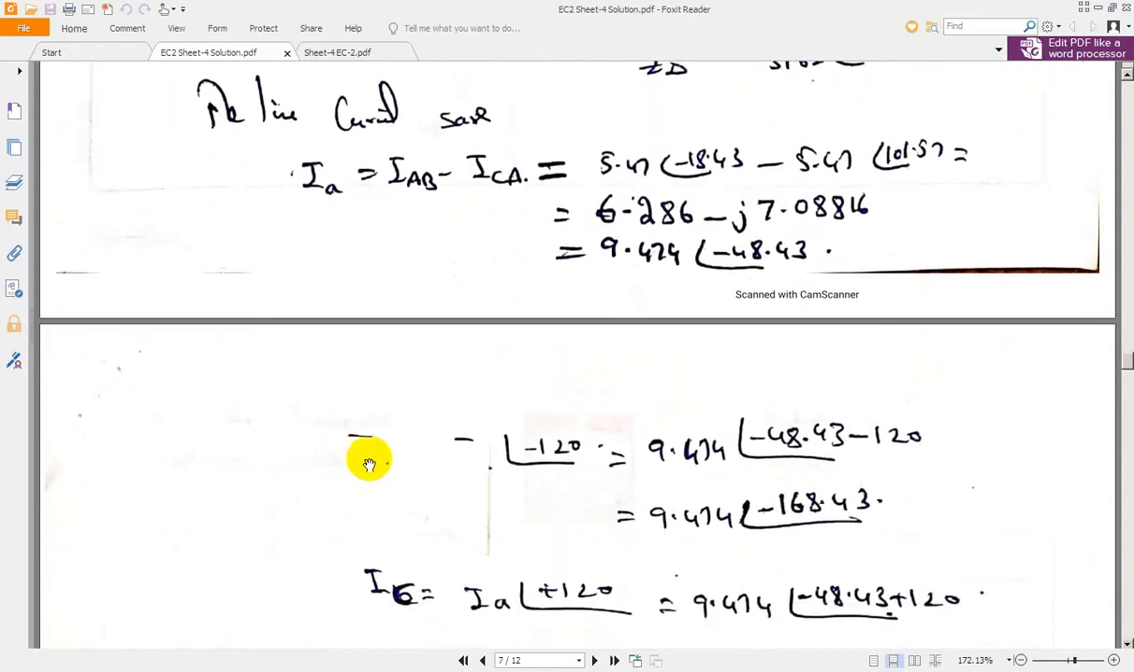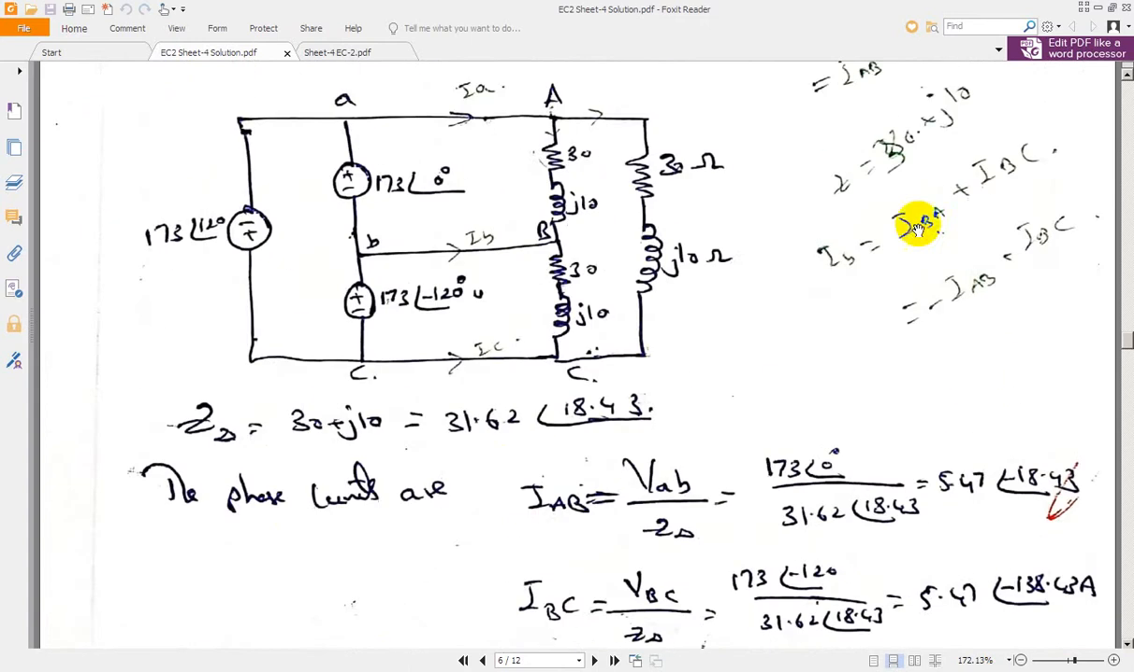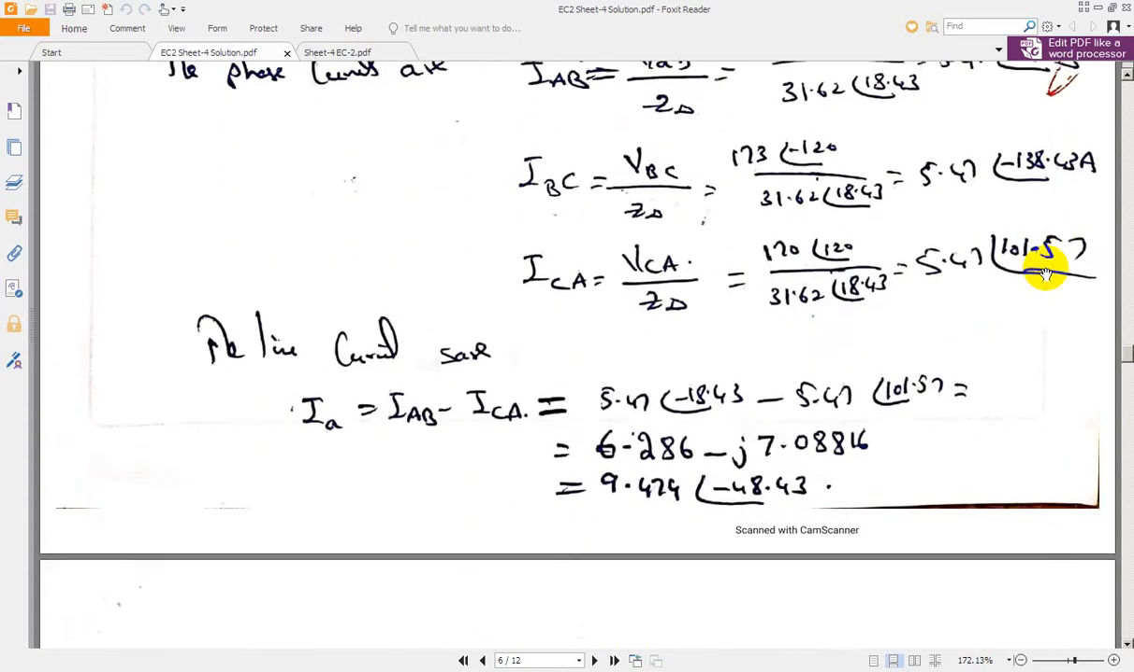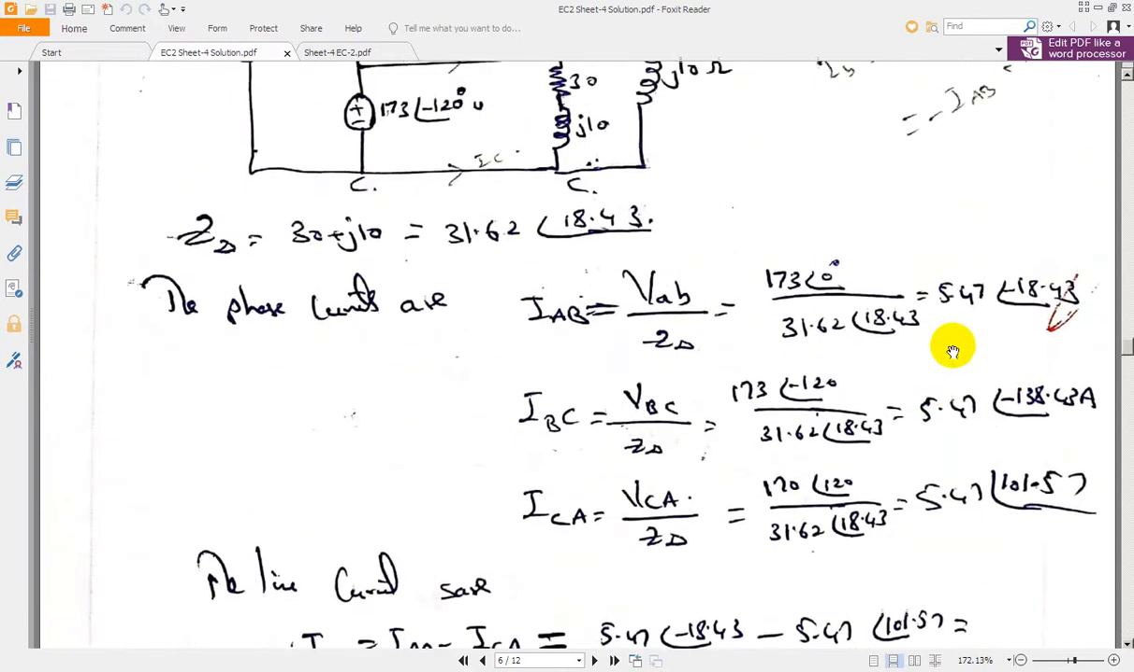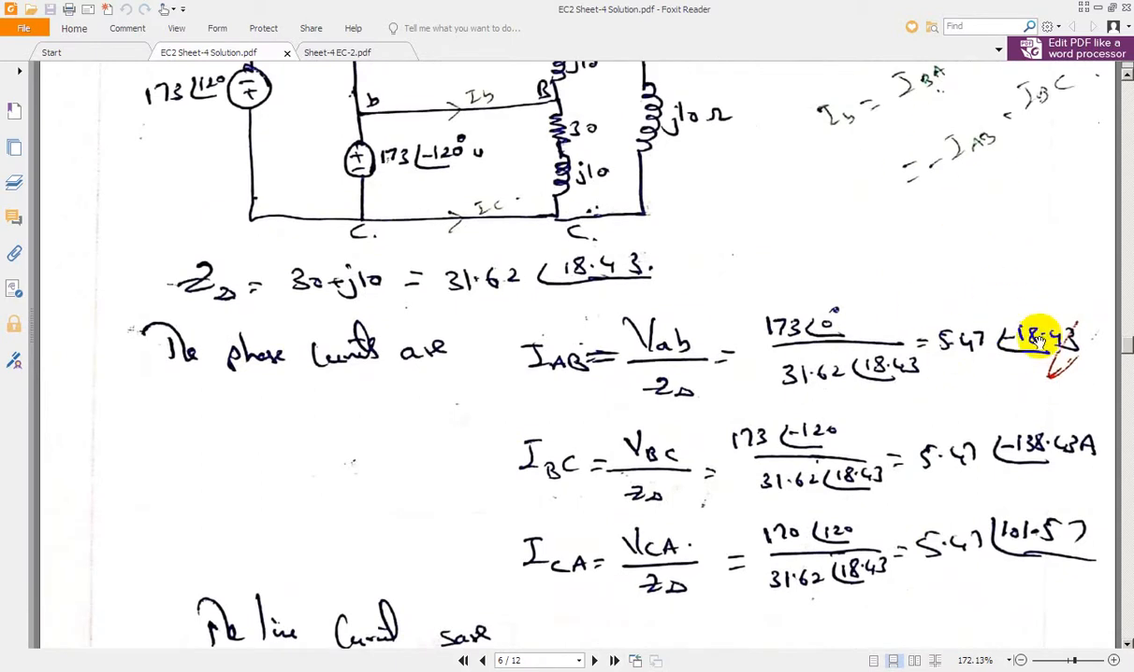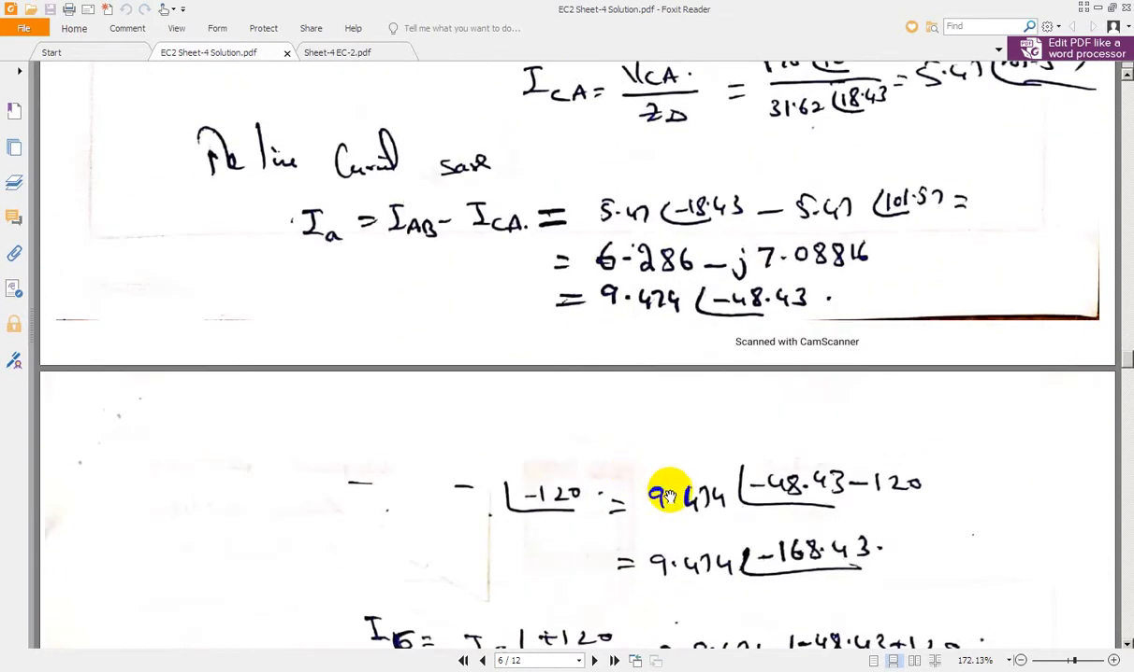Similarly, IB can be evaluated. As we have written here, IB is equal to IBA plus IBC, or IB is equal to minus IAB plus IBC. So minus IAB plus IBC, from these values, minus of this value plus this value, you will get the value as 9.47, same magnitude but at a difference of minus 120.